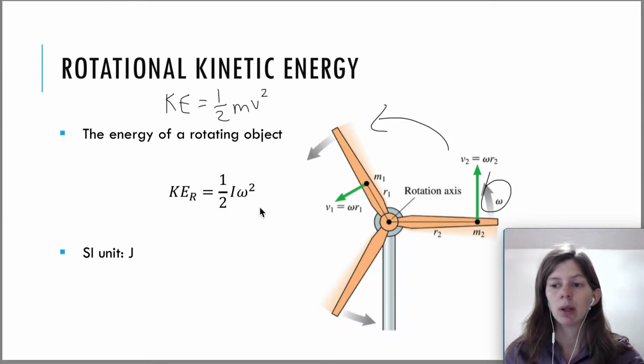This picture is also showing you that if you just look at one point on the object, that one point has that speed v, but you know that that's related to the angular speed of the object with this relationship. So just reminding you that if the speed is related to the angular speed, and it has some kinetic energy, you can express it in terms of omega instead of v.